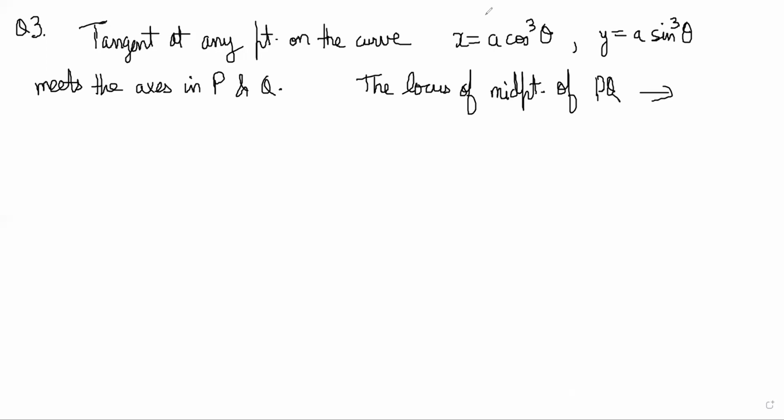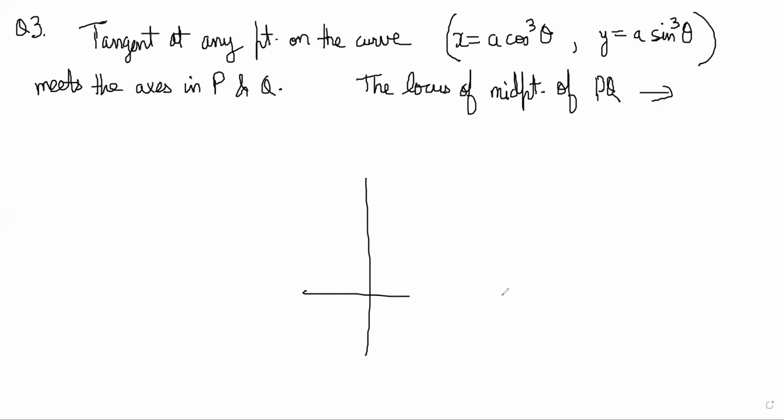Tangent at any point of this curve is defined in terms of these parametric equations. So your x and y are defined in terms of a parameter theta. At any point of the curve, the tangent meets the axis in P and Q.